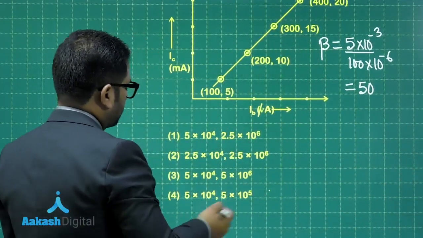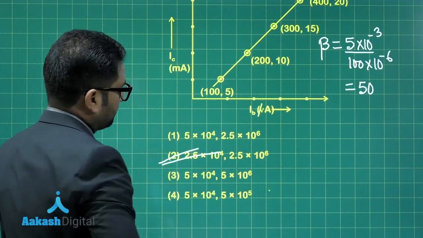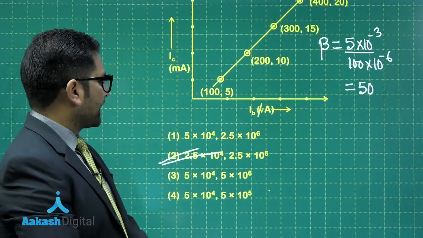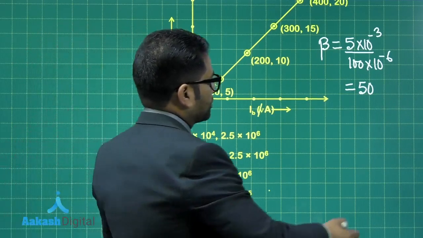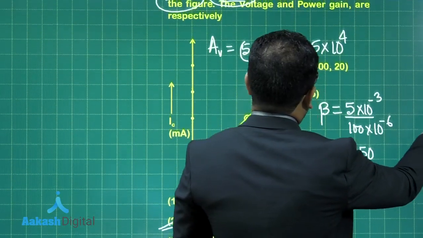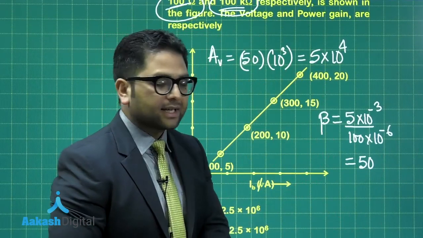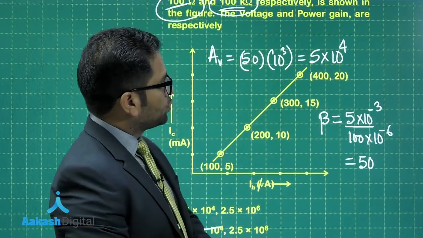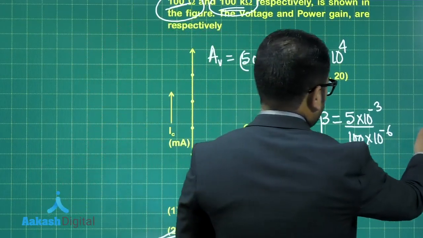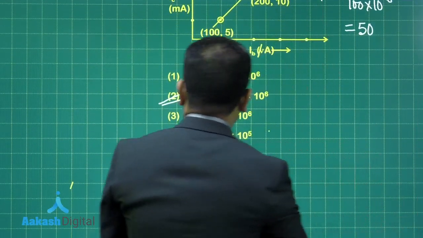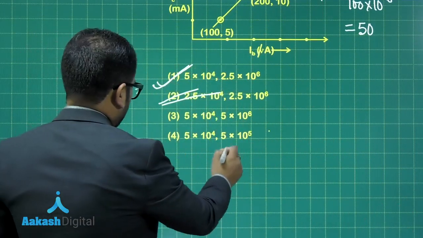All right, if I do that, I can just eliminate the second one because that does not have the voltage gain as 5 into 10 raised to the power 4. But quite a big selection to be made among 3. And the power gain is the product of voltage gain multiplied by current gain. That's going to be 250 into 10 raised to the power 4 or 25 into 10 raised to the power 5. And as per the given option, option number 1 will be the correct option.